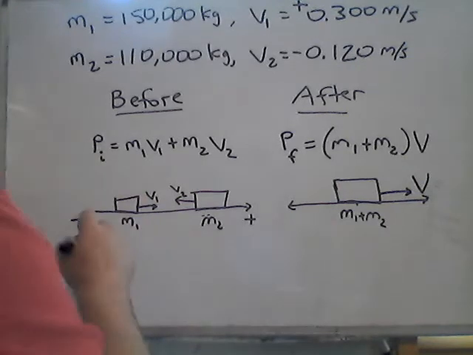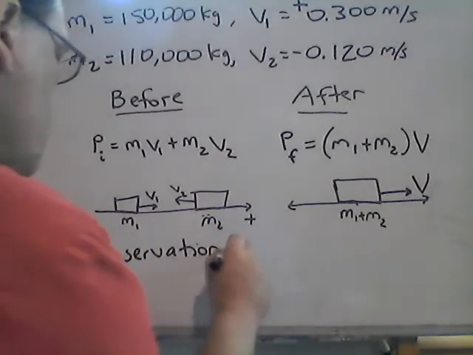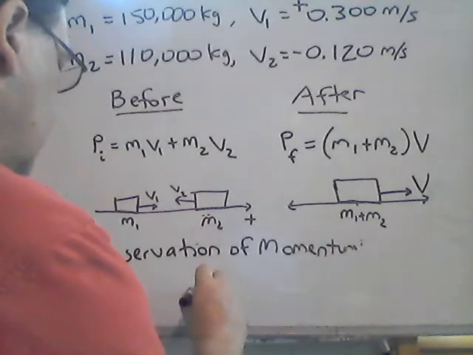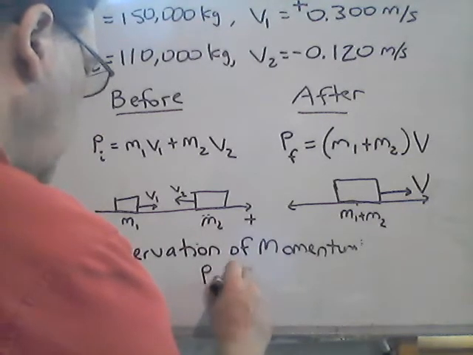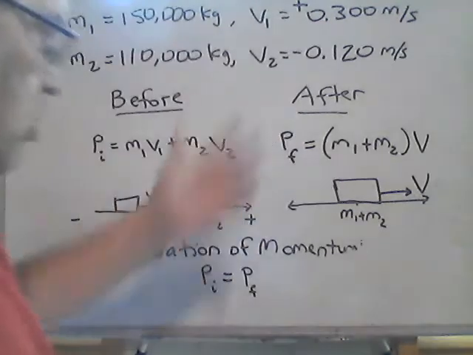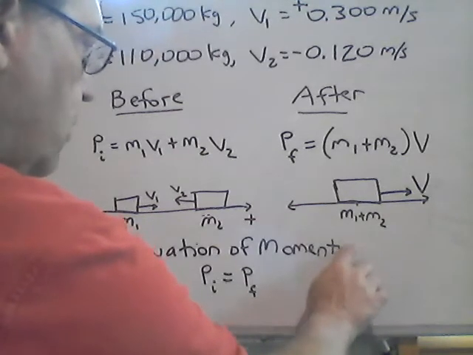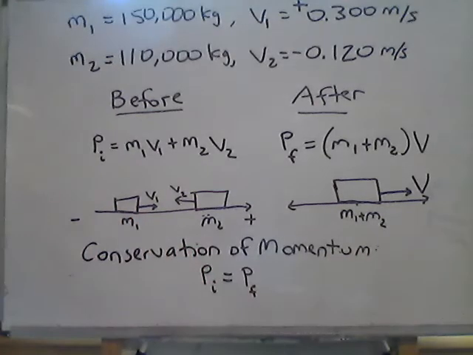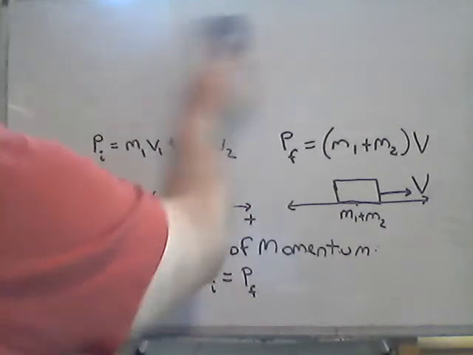And I'm going to employ the conservation of momentum, which is going to tell me that P sub I is equal to P sub F. The total momentum before the collision is equal to the total momentum after the collision. That is the conservation of momentum. That is what is conserved. That's what I'm going to do. I'm going to basically connect these two together, so I'm going to erase part of this. So, P sub I equals P sub F.